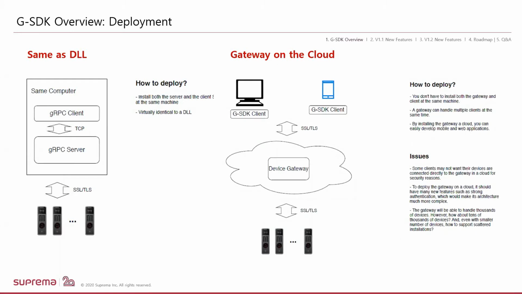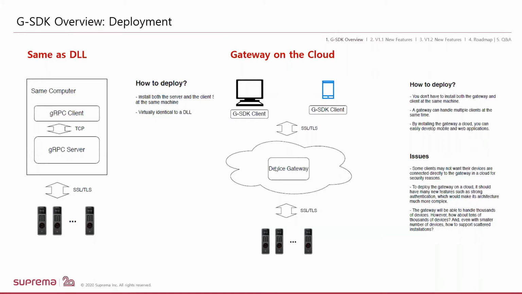So it can be deployed in several different ways. Firstly, you can just use the device gateway, same as the library. If you run the device gateway on the same machine with your application, in fact, the difference is minimal. But since the device gateway is itself a separate application, you can install it on another machine. Especially, you can install it on the cloud itself. So this kind of architecture is possible.